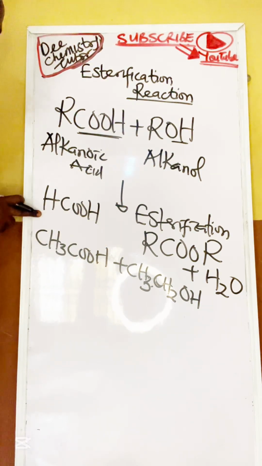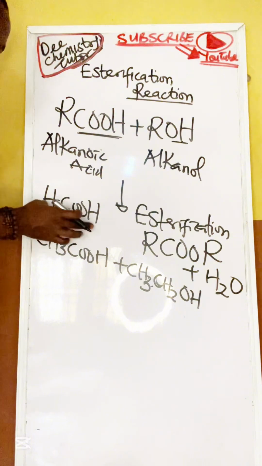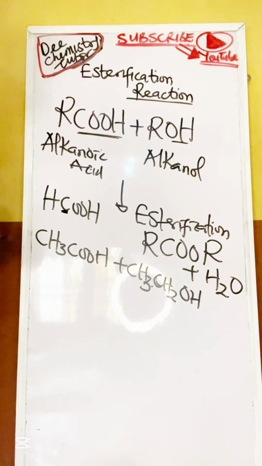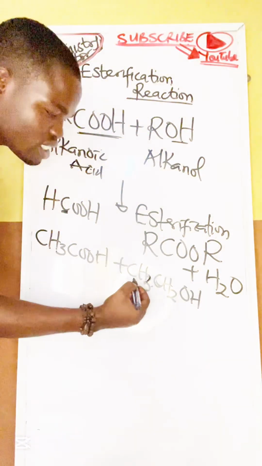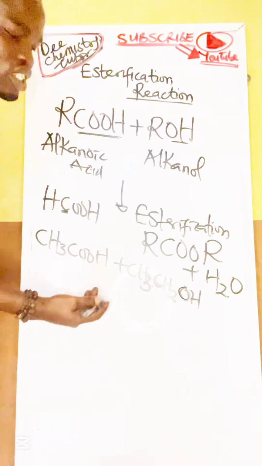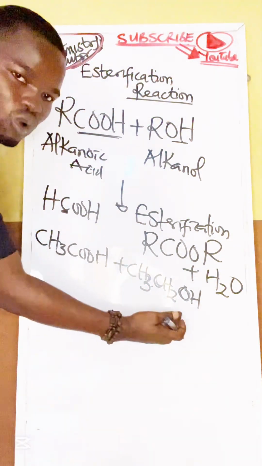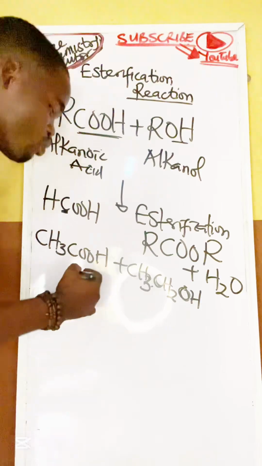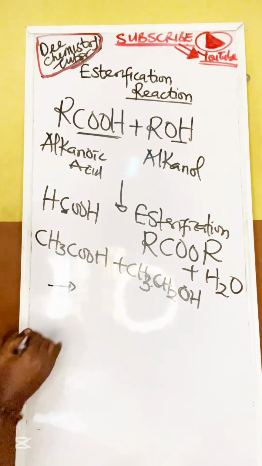This does not follow the normal rule. HCOOH is methanoic acid because the C here is 1. Now, because the C here is 2 and this is an OH, we call this what? An ethanol. Now, please listen up.